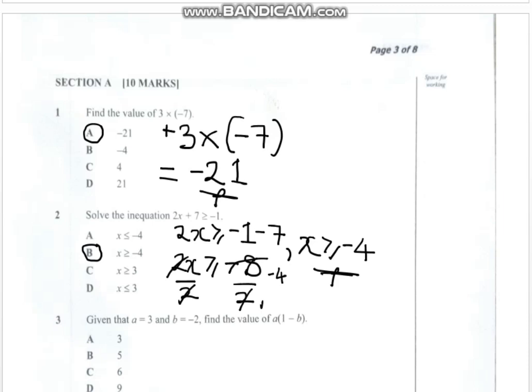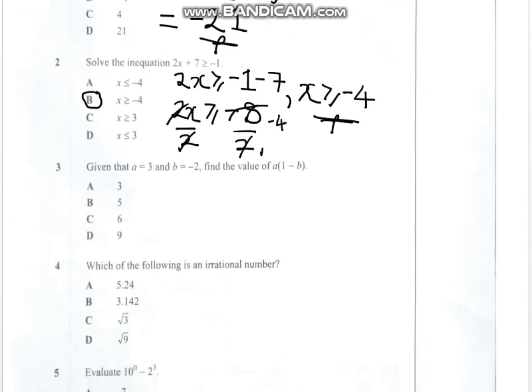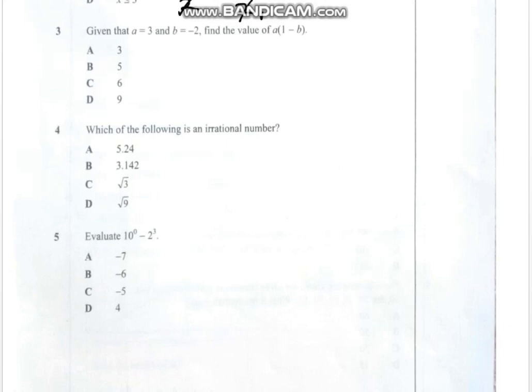Then question 3 reads, given that a is equal to 3 and b is equal to -2, find the value of a open bracket 1 minus b close bracket. So this is just substitution in algebra, and a represents 3, b represents -2. So we're going to substitute. We start with 3, then I'm going to use square brackets: 1 minus, and for b there's -2, so we write -2 and close square brackets.